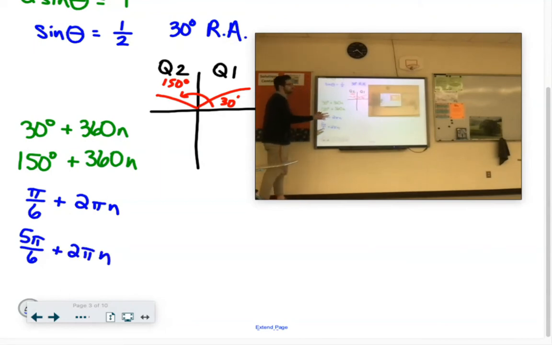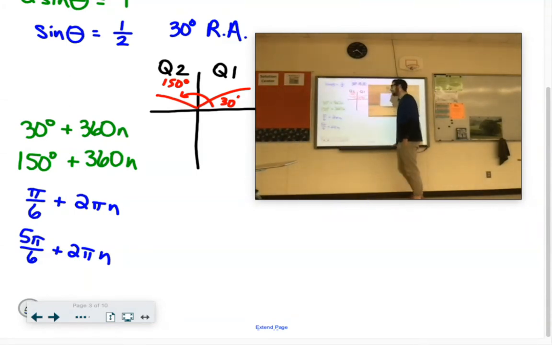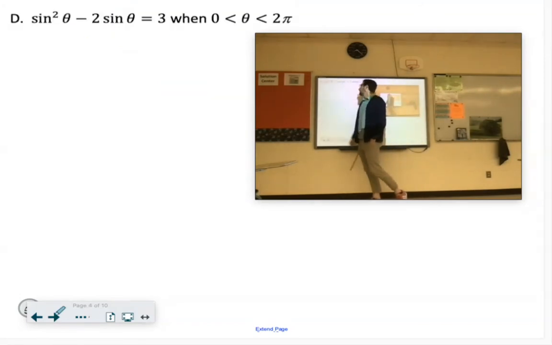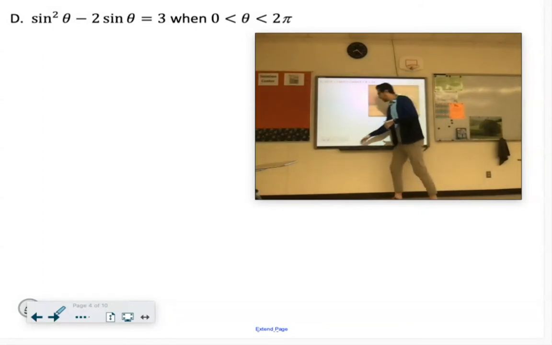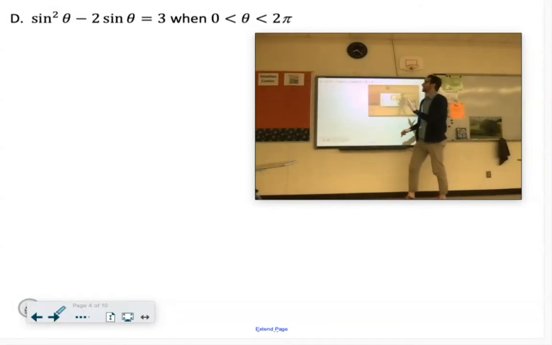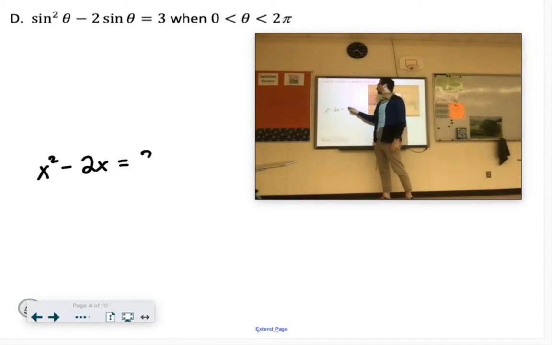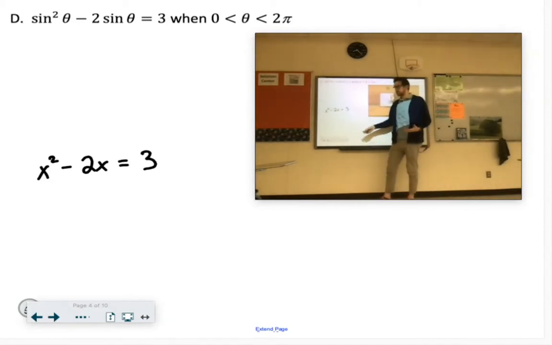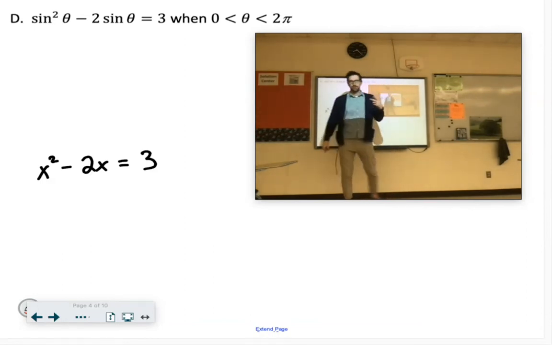That's as tough as these are going to get when they say list every possible thing and they don't put any limitations on it. So that gets tricky. Now if we turn this into x's, then sine squared theta is like x squared. Then you have minus 2 sine theta, so that's like minus 2x equals 3. If you had a problem like this back in the day, you would have to solve this with the quadratic formula, completing the square, or factoring.